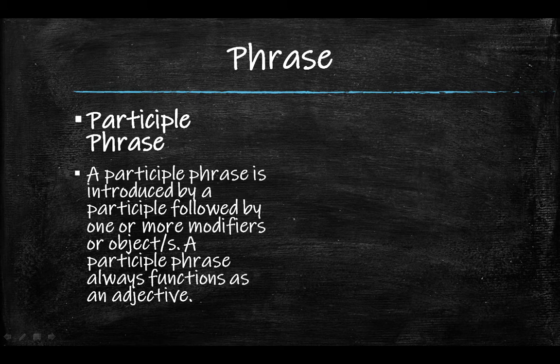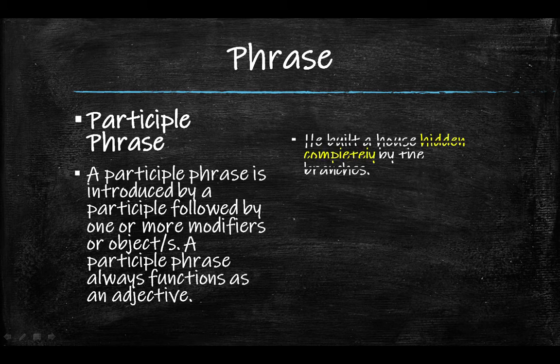So a participle phrase always functions as an adjective ultimately because the head word in this phrase is a participle, and noun modification is the basic function of a participle. Let's take a look at the examples. He built a house hidden completely by the branches. It's a very simple sentence. He built a house. The major part of the sentence, the basic idea, completes here. He built house: subject, verb, object.